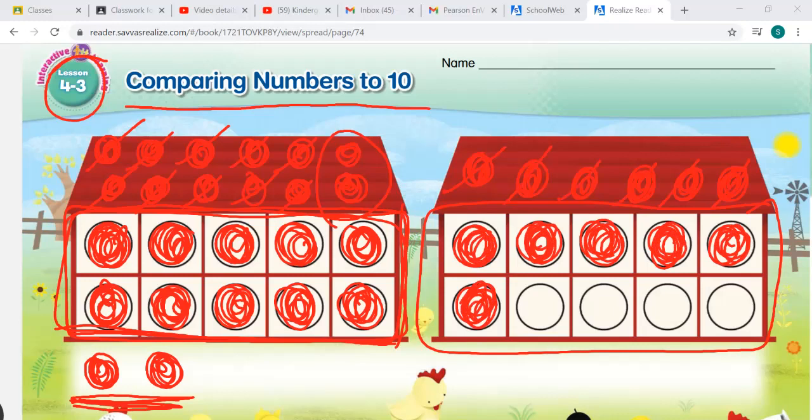So, how many dogs does Mr. Brown have on his farm? We can count them. 1, 2, 3, 4, 5, 6. He has 6. We know that that is less than or fewer than 10 because look, we have all of these empty squares in our 10 frame. We did not fill our 10 frame. So we have fewer than 10 dogs. All right, let's turn our page over.